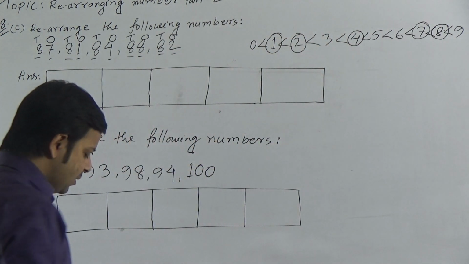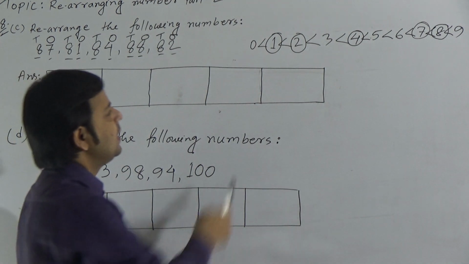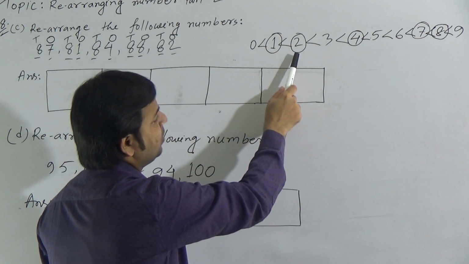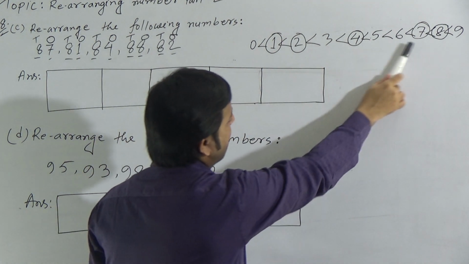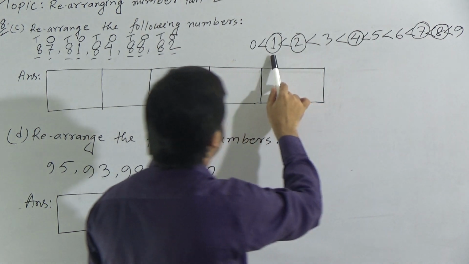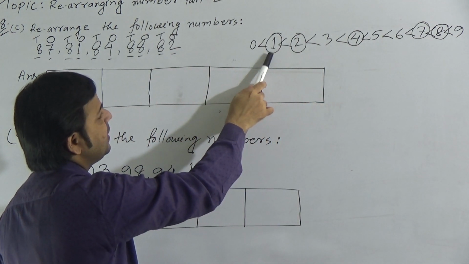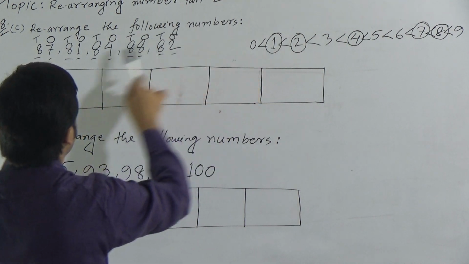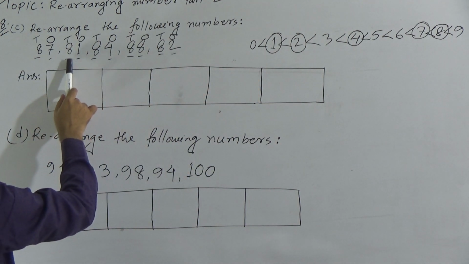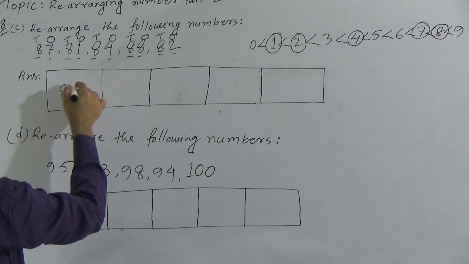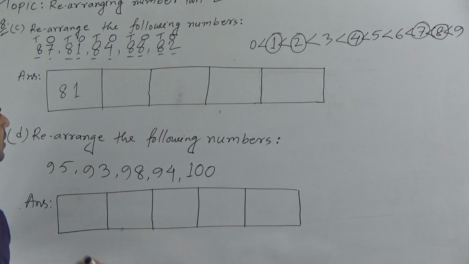Dear students, now see the order here. Here 1 is the smallest, then 2, then 4, then 7, then 8. So we have to find out the smallest number by searching this number at first. Where is 1 in ones place? In 81, 1 is in ones place. So 81 is the smallest one.